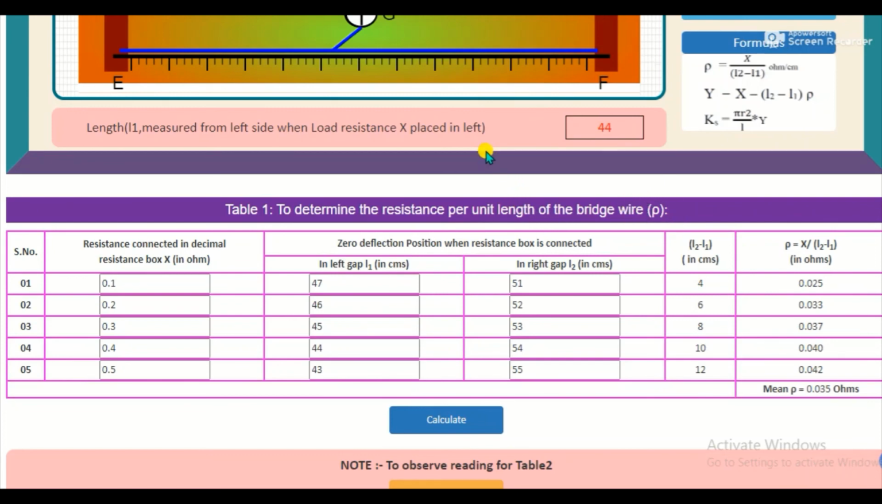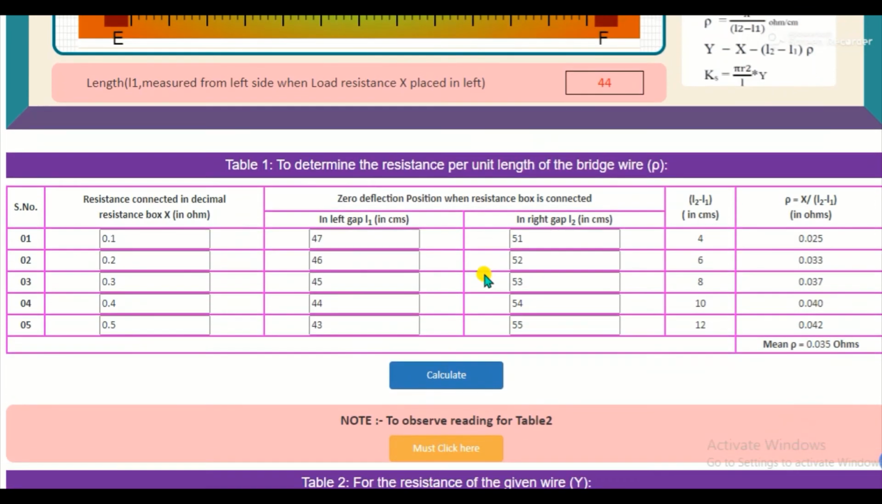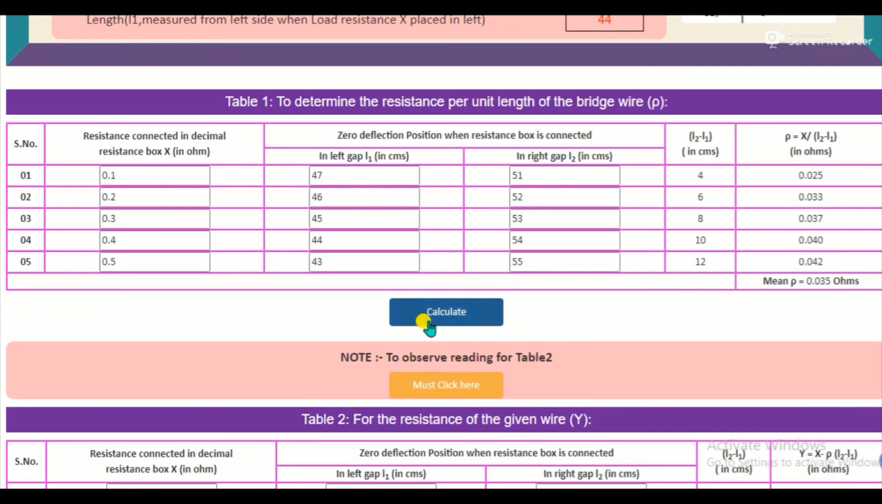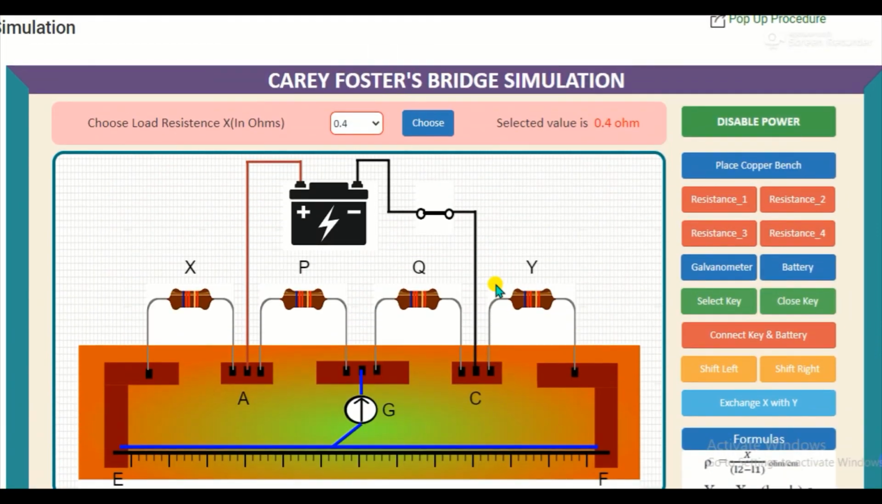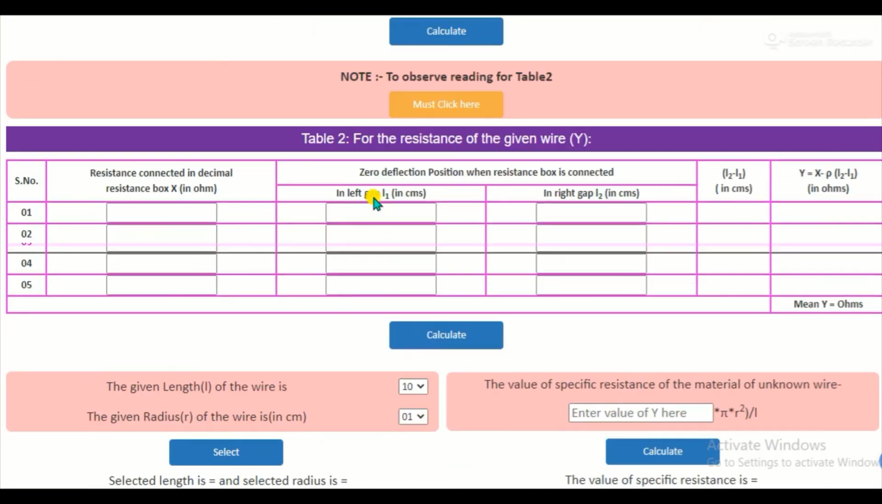The video is getting long. We will continue this experiment for table 2, that is part 2, for the resistance of the given wire Y. In this video I would like to pause here, and we will continue with the next part in the next video.